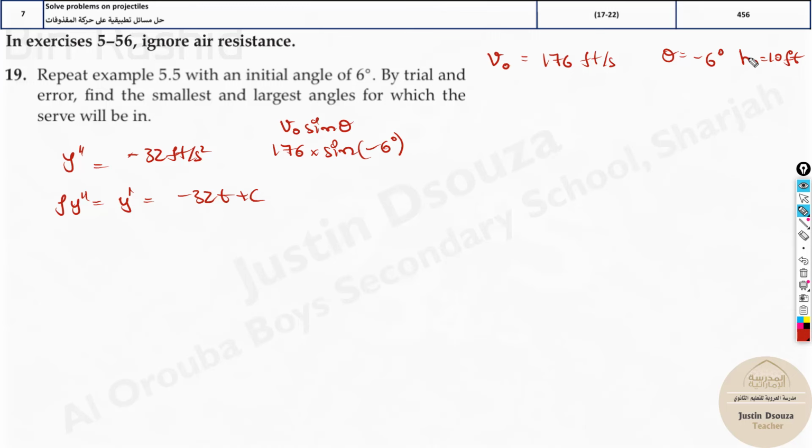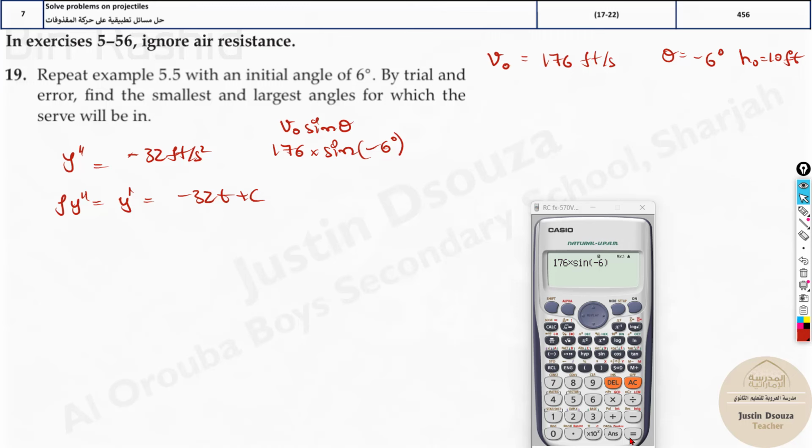So let us use the calculator and solve it. All I do is substitute these values as they are. It's in degree mode, and the answer I got is negative 18.397. I'll write it as negative 18.4. So y dash is equal to minus 32t minus 18.4.